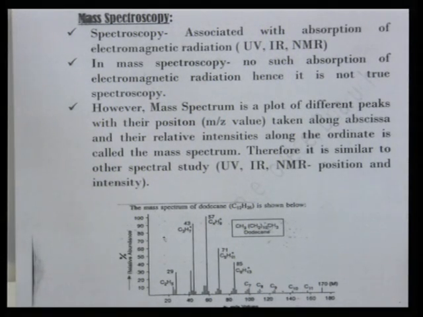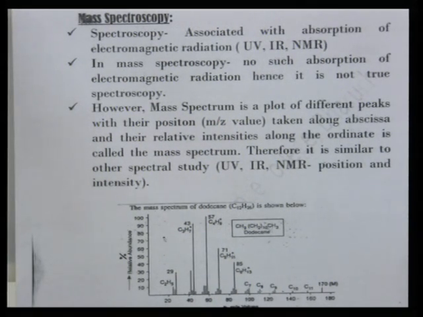Spectroscopy in general is associated with electromagnetic radiation, as in UV, IR, NMR. In mass spectroscopy, there is no such absorption of electromagnetic radiation, hence it is not true spectroscopy. However, a mass spectrum is a plot of different peaks with their position, the m/z value, taken along the abscissa and their relative intensities along the ordinate. Therefore, it is similar to other spectral studies like UV, IR, NMR: position and intensity.